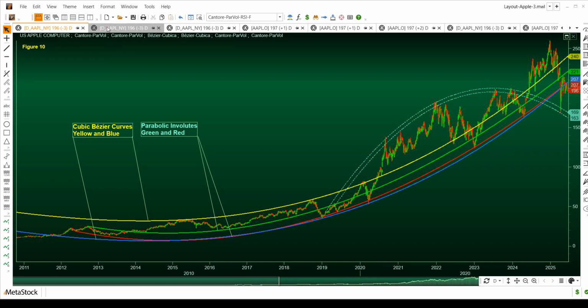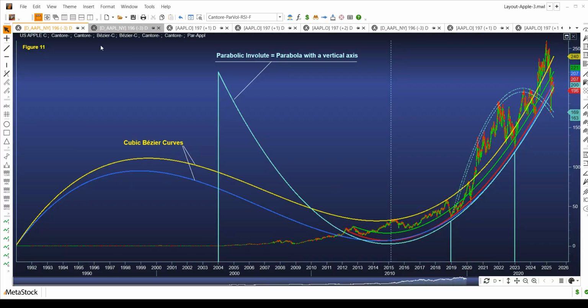Figure 11. The different algorithmic expressions underlying the parabolic involutes and the cubic Bezier curves are clearly evident in the figure, in which it can be observed that the blue parabolic involute is to all intents and purposes a parabola with a vertical axis suitably positioned on the Cartesian plane of the financial market in question, so as to be perfectly tangent to 3 points identified by the operator who uses it.